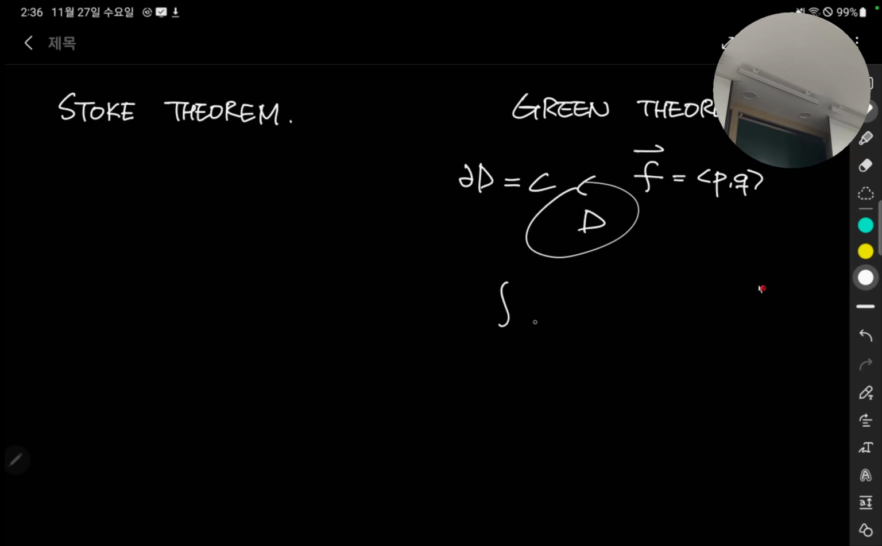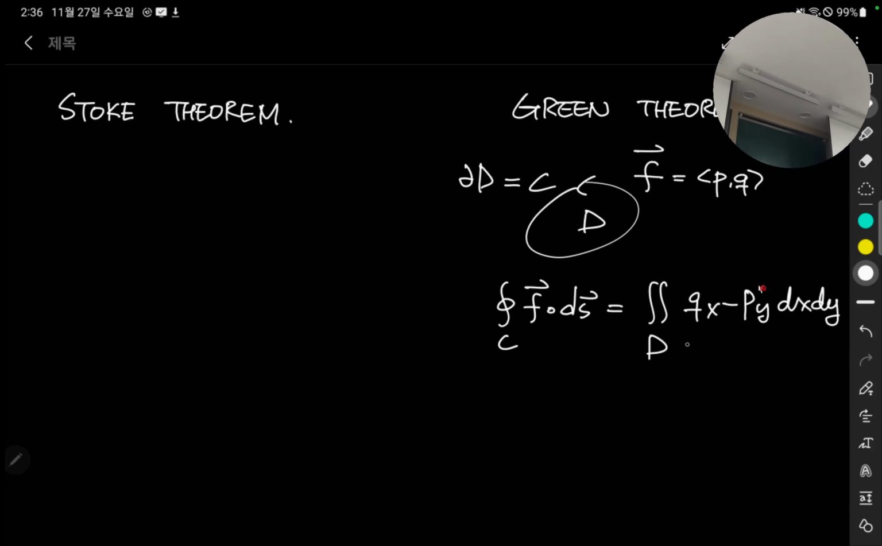If you take the line integration of the boundary in the positive orientation, then the Green theorem says that it's the same as the double integration of this value. And we say that this is the rotation, so it's the curl of a two-dimensional vector field. Okay, so what's the Stokes theorem?